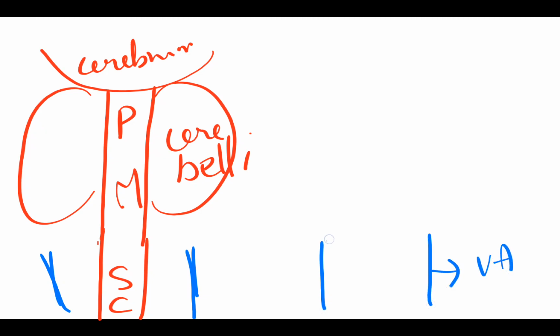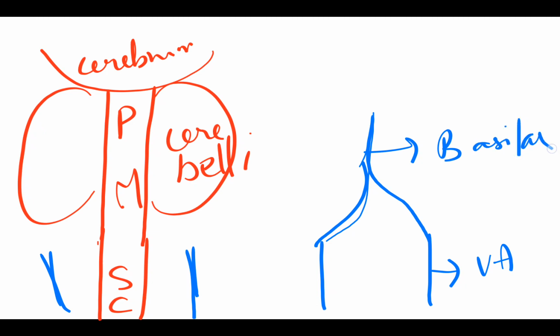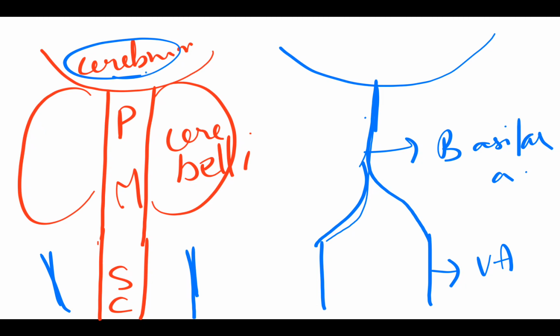And these vertebral arteries go into the pons and they become one. Okay, they merge together and become something called the basilar artery. Okay, and this basilar artery now supplies to the cerebrum. So here we have seen that the cerebrum is here, and this is the posterior side, right? Therefore, these two will be the posterior cerebral arteries on both the sides.